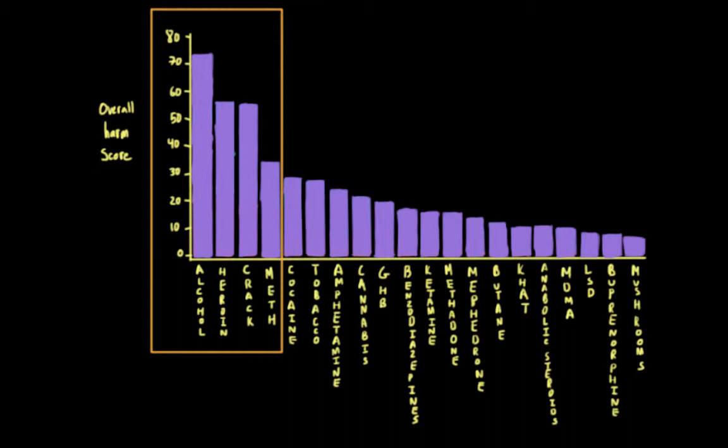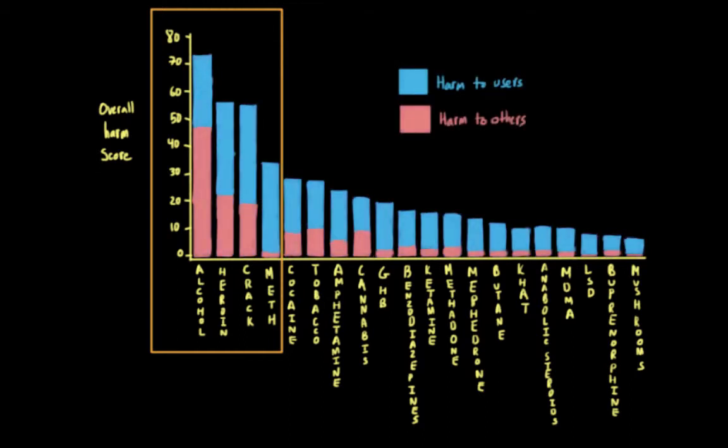But let's look at this graph a different way. Let's look at it in terms of the breakdown of harm to users and harm to others. And when we do this, we get a slightly different picture, because we see that a good portion of the damage caused by alcohol is harm to others. And I don't know how clear it is here, because I don't have the world's greatest drawing skills, but I can tell you that heroin, crack, and meth lead the way in terms of harm done to the individual. Although alcohol still comes in fourth, so it isn't exactly out of the running.